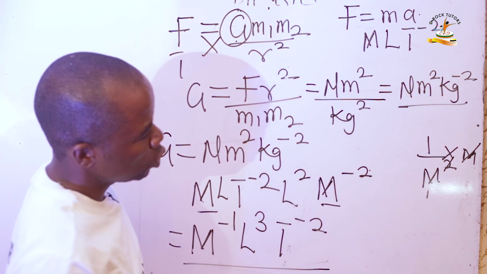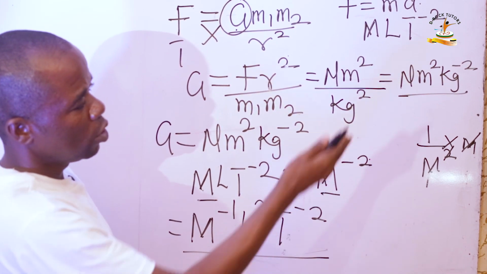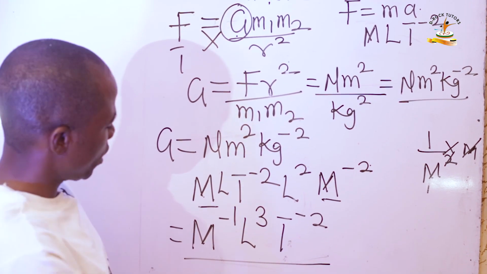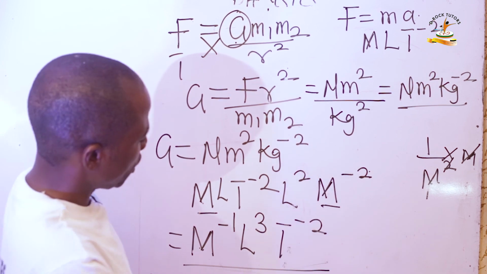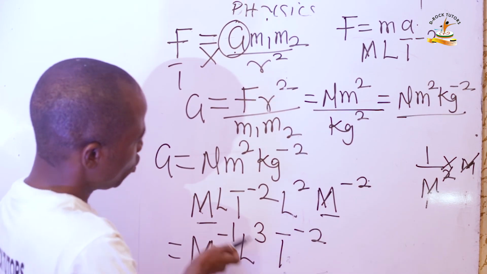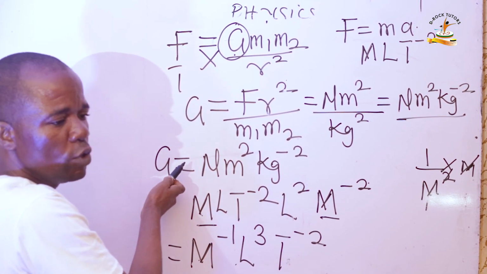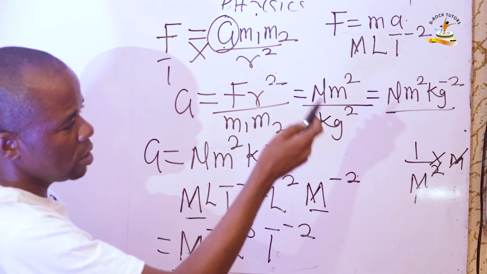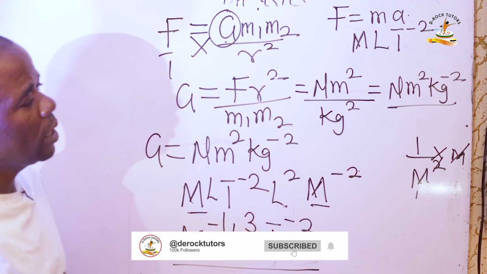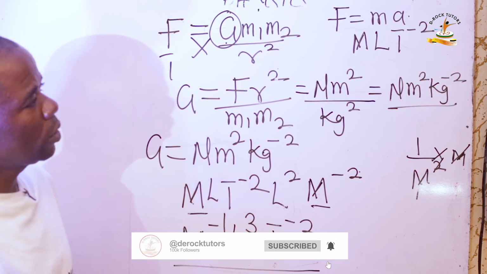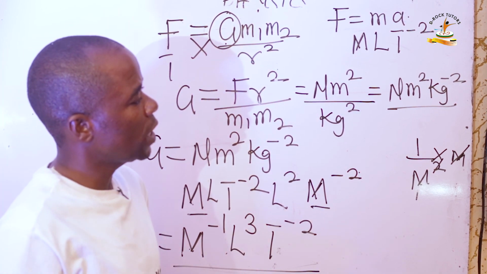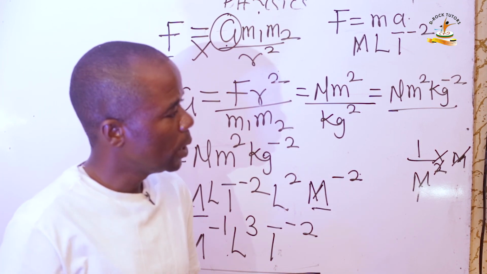And if you compare it with what we have in option B, we will see m raised to the power minus 1 here, L raised to the power 3 here, and T raised to the power minus 2. So the dimension of the Newton's gravitational constant is m raised to the power minus 1, L raised to the power 3, and T raised to the power minus 2. That makes number 55 to have the correct option B.